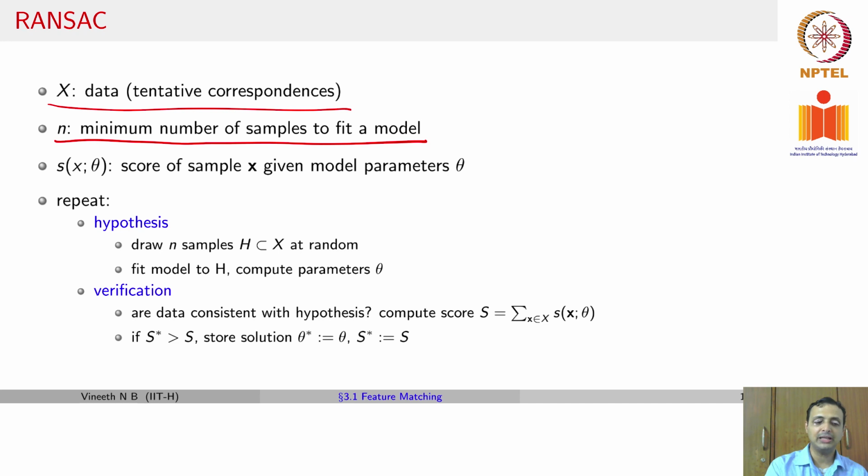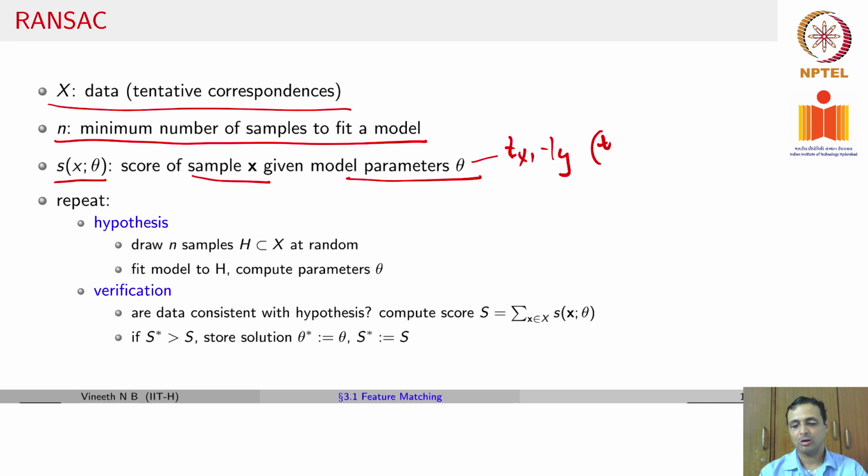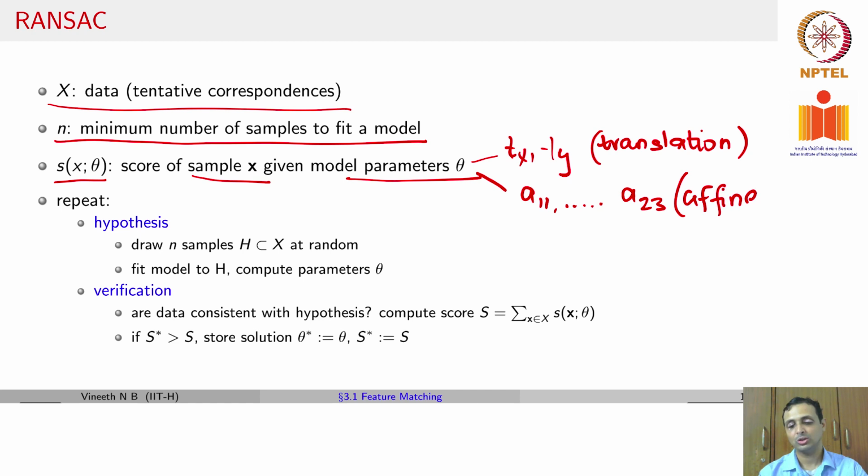And let's assume that in each of these cases, you're going to have a score S(x, theta), which gives us the score of sample x given model parameters theta. Okay, theta is just the model parameters that we are trying to learn. If it's rotation, you're going to have just 1 parameter theta. If it's translation, then theta would be tx, ty. If it's for affine, we already saw that you're going to have a11 all the way till a23, 6 such values. That's going to be affine, so on and so forth. Okay, those are your model parameters that you want to learn.